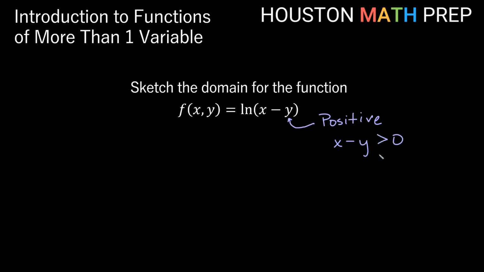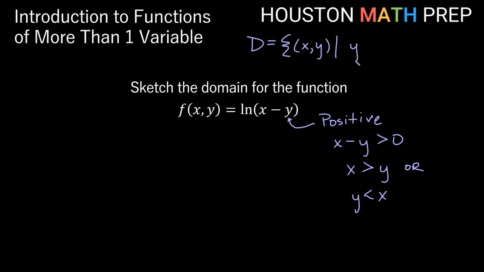If we do some adjusting here to make it look like something that's easier to graph, moving the y over to the other side, adding it to the other side would give us that x is greater than y. And if we turn that around, if you would prefer your y on the left side, that would tell us y is less than x. So in set notation, the domain is going to be the set of all points in the xy plane such that y is less than x.